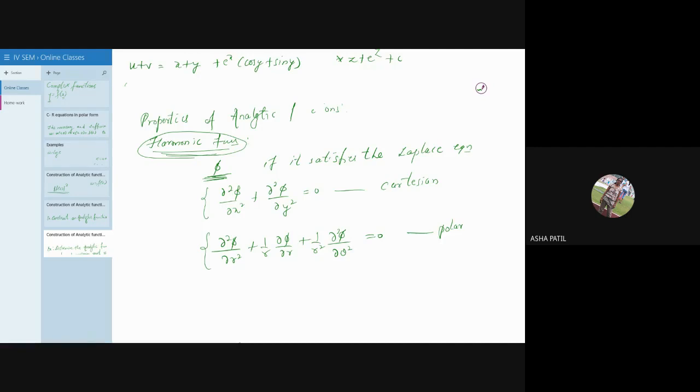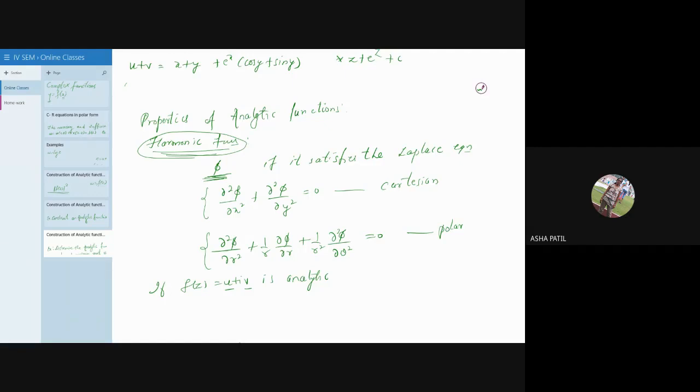Now, the relation between the analytic function and the harmonic function is: if f of z is equal to u plus iv is analytic, then your u and v are always harmonic. The real and imaginary parts of an analytic function are always harmonic. So what does it imply then?